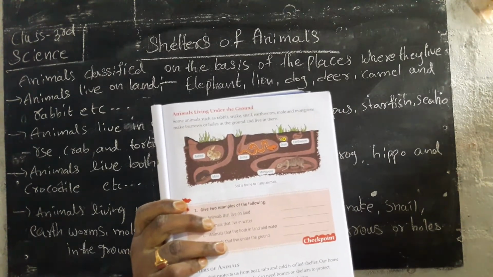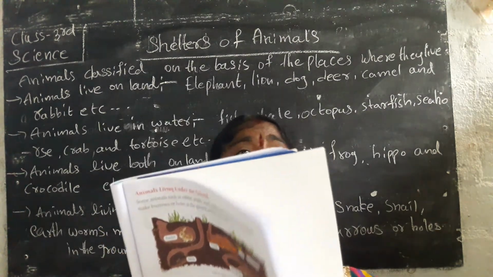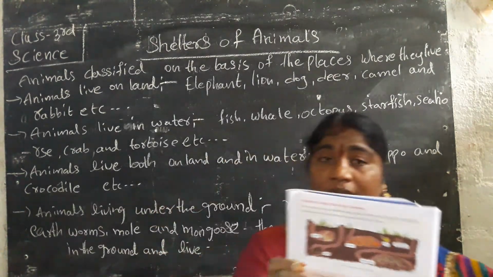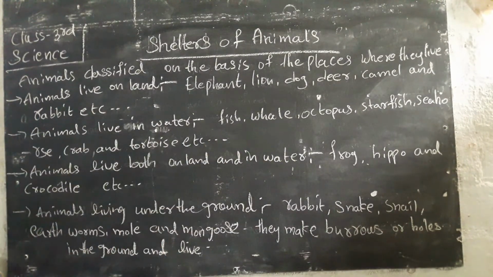They can make burrows or holes and live in that place. Rats also live in those holes. This is what we have to learn: which animals live in which places. Then you can find out the names of animals in your surroundings, like rats.